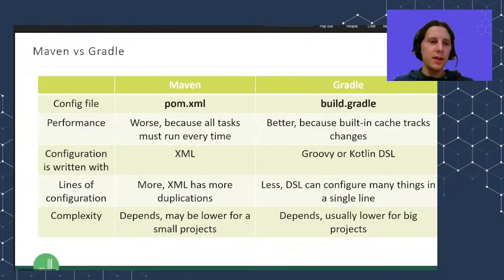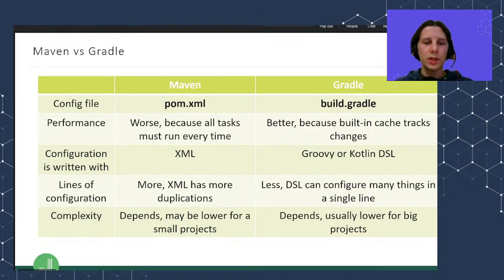Okay, let's see the comparison of Maven and Gradle. Configuration file for Maven is pom.xml. For Gradle, it's build.gradle. Performance of Maven is a bit worse. Gradle is better because it uses caches that track changes.